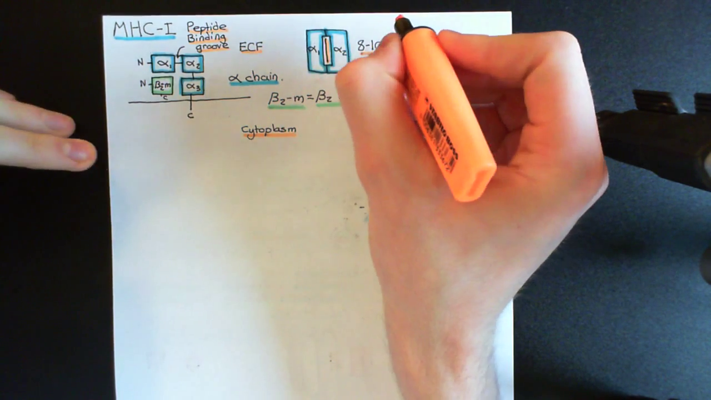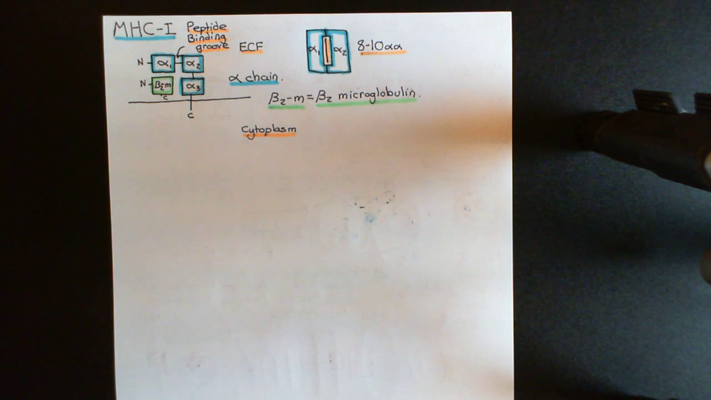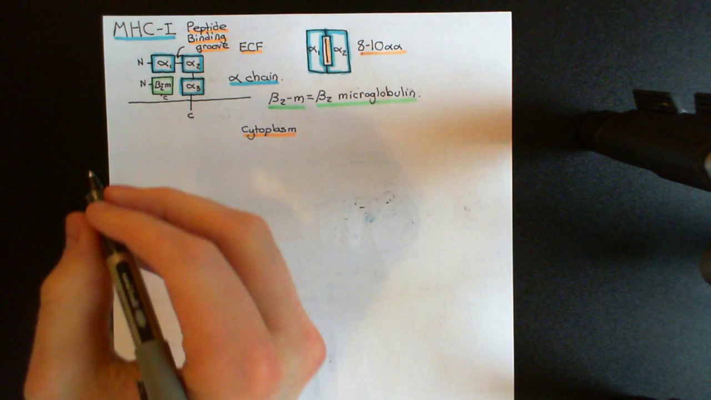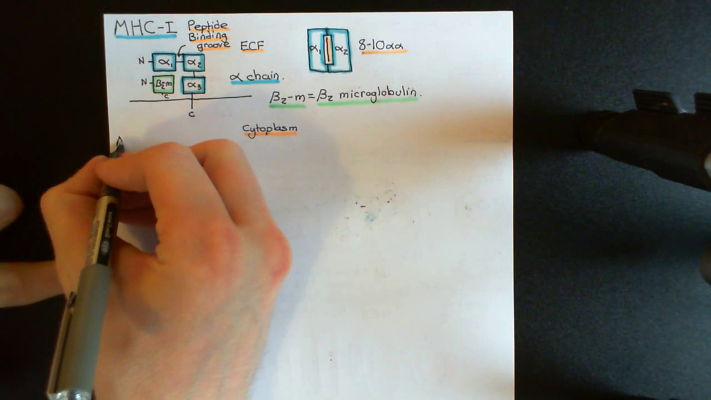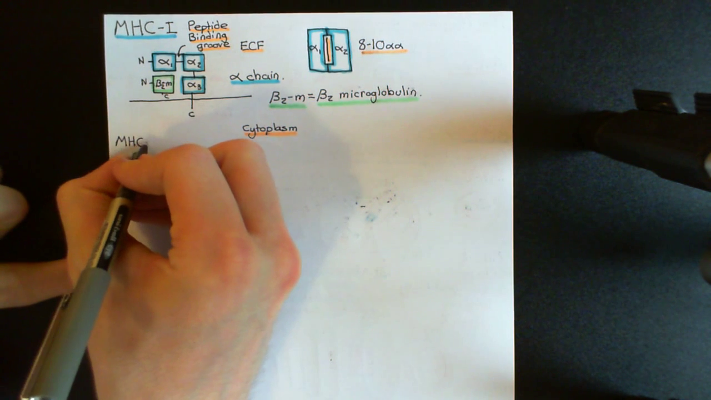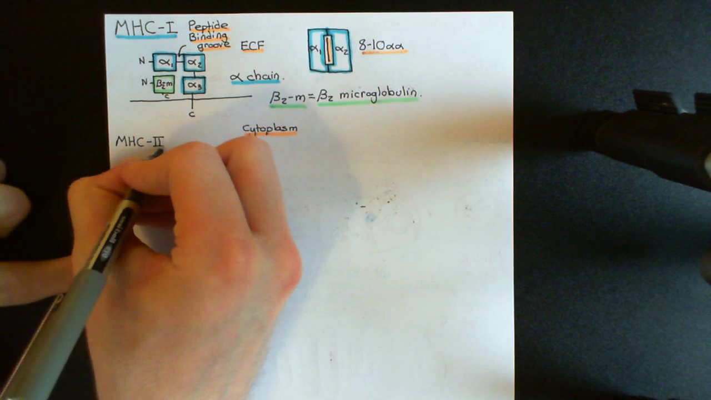We have an alpha chain, a beta 2 microglobulin, and the peptide binding groove is made up by the alpha 1 and alpha 2 domains of the alpha chain. So just two proteins make up an MHC complex. And it's the same for MHC class 2. MHC class 2 is just made up of two separate proteins. However, it's more equally divided in the case of MHC class 2. So let me now draw you a picture of MHC class 2, and we'll compare and contrast here.